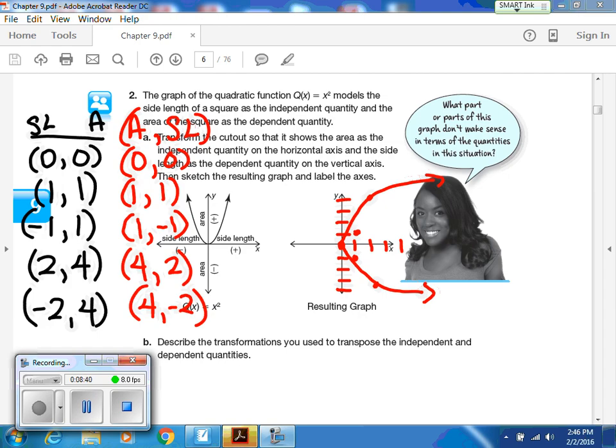I should have asked more questions about that. I think that's fine. So, is that a function? No, it is not. How do you know? Because it fails the vertical line test. Anything more than 0, and we have 2 possible side lengths that could have given us that area, right? So it's not a function. Okay.